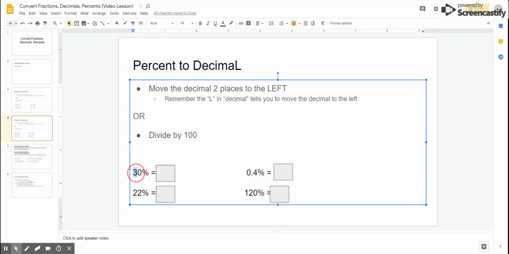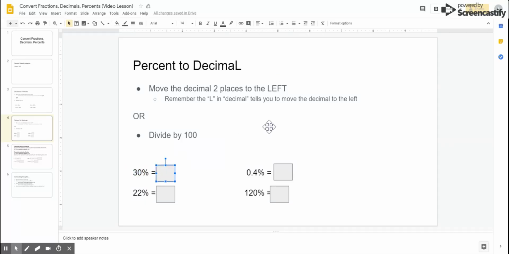Alright, so take this 30% and either divide it by 100, 30 divided by 100, or move the decimal 2 places to the left. So normally the decimal would be here, but it's not shown. It's not really shown, but it is always there. It's not always shown in the real world. Just know it's there. And we're going to move 2 places to the left. So 1, 2 to get 0.30.